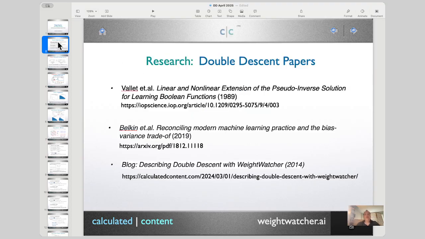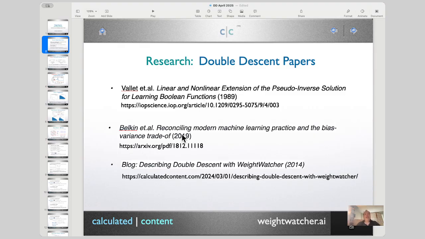So if you go back to the original research, the actual original double descent paper came from the theoretical physics literature. I gave the reference. I'll share this deck online when we're done here. It's called Linear and Nonlinear Extension of the Pseudo-Inverse Solution for Learning Boolean Functions. So basically what they're doing is applying linear regression to a binary classification. And when you apply linear regression to a binary classification, you get all sorts of interesting phase behavior. And to a physicist, that's really interesting. So this was actually originally explained using statistical mechanics.